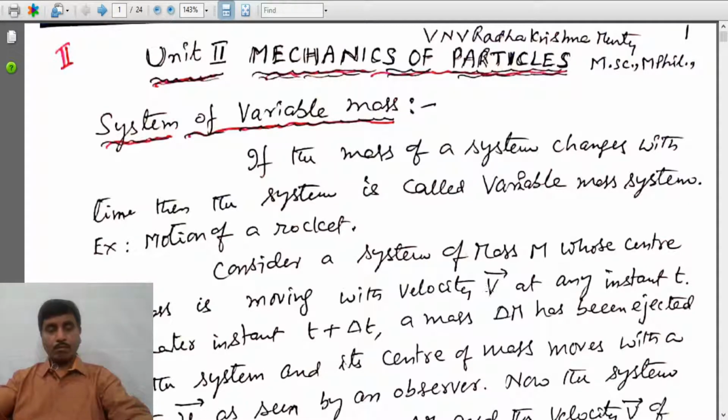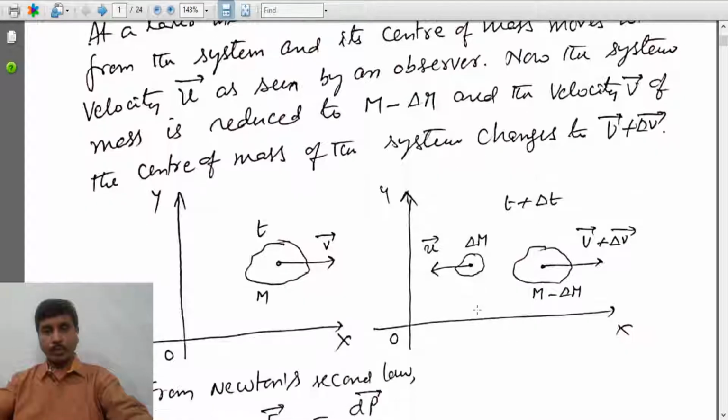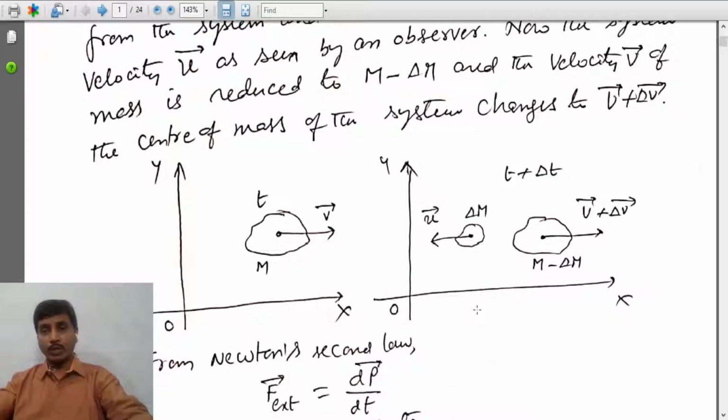For the motion of system of variable mass, consider a system of mass m whose center of mass is moving with velocity v bar at any instant of time t. At a later instant t plus delta t, a mass delta m has been ejected from the system and its center of mass moves with a velocity u bar as seen by an observer. Now, the system mass is reduced to m minus delta m and the velocity v bar of the center of mass of the system changes to v bar plus delta v bar.